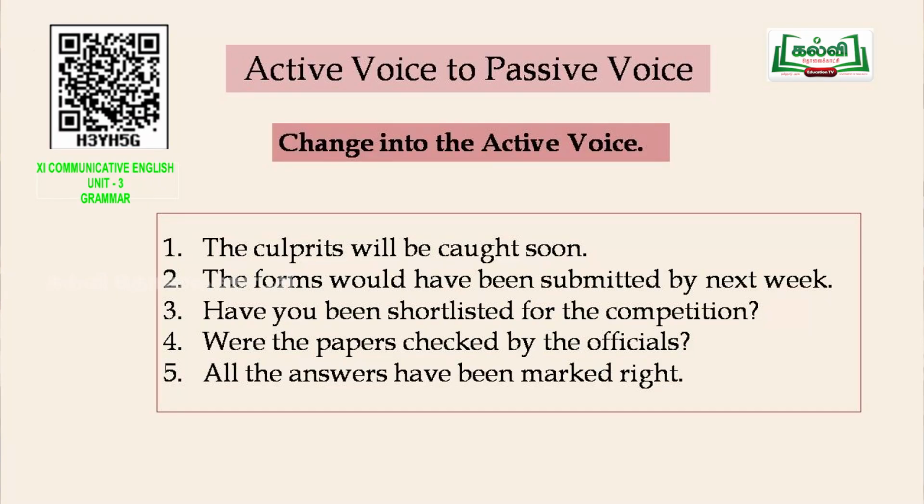Now students, we'll try a slightly difficult task, converting the passive form into the active. So here again you got to be very careful. So the first sentence, the culprits will be caught soon. Number 2, the forms would have been submitted by next week. Third one, have you been shortlisted for the competition? Then fourth one, were the papers checked by the officials? And the last one, all the answers have been marked right.